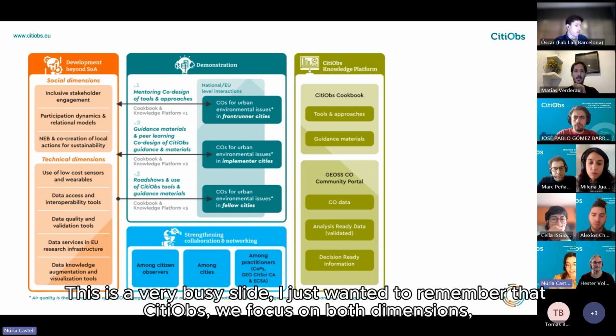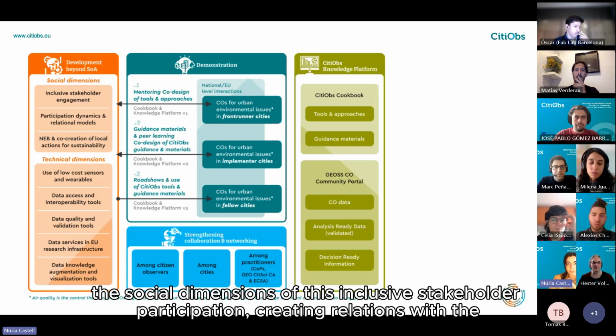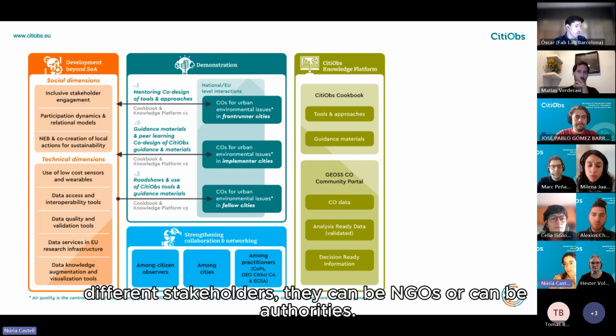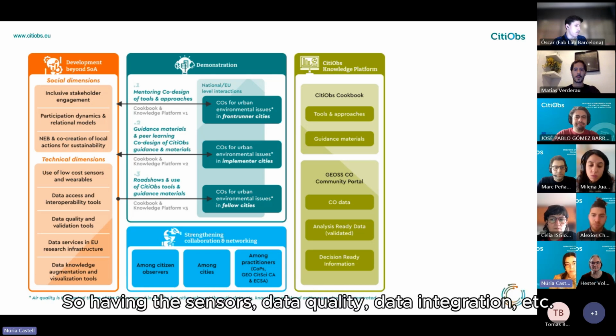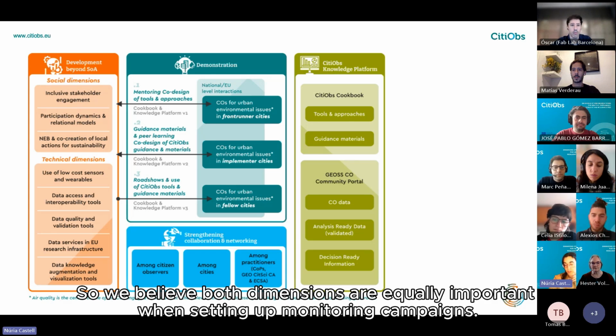This is a very busy slide. I just wanted to remember that in City Ops, we focus on both dimensions: the social dimension of inclusive stakeholder participation, creating relations with the different stakeholders, who can be NGOs or authorities, but also the technical dimension of having the sensors, data quality, data integration, etc. So we believe both dimensions are equally important when setting up monitoring campaigns.